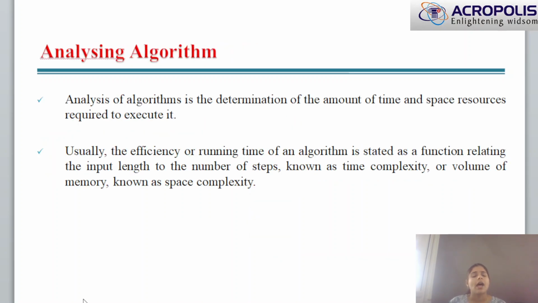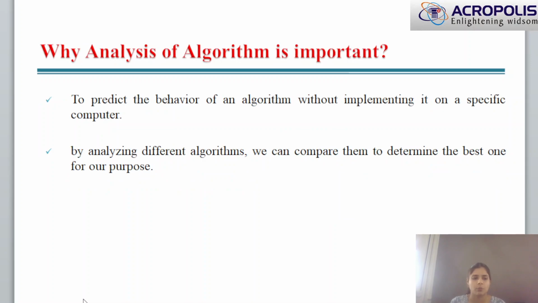Analyzing algorithm. Analysis of algorithm is determination of the amount of time and space resources required to execute it. Usually, the efficiency or running time of an algorithm is stated as a function relating the input length to the number of steps, known as the time complexity, or volume of the memory, known as the space complexity.